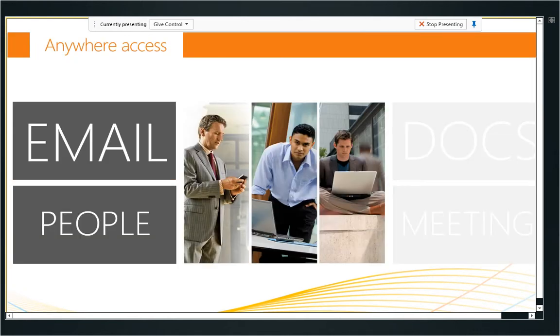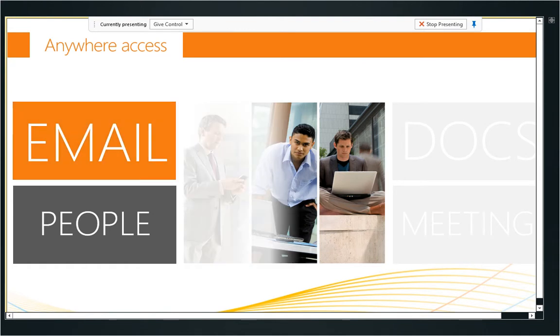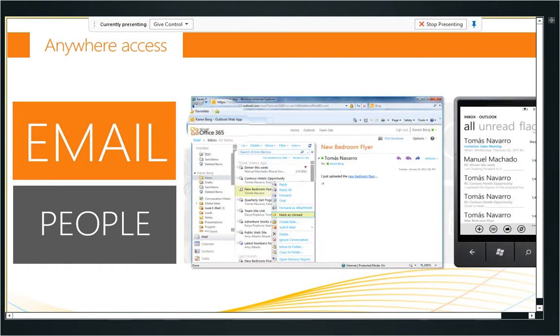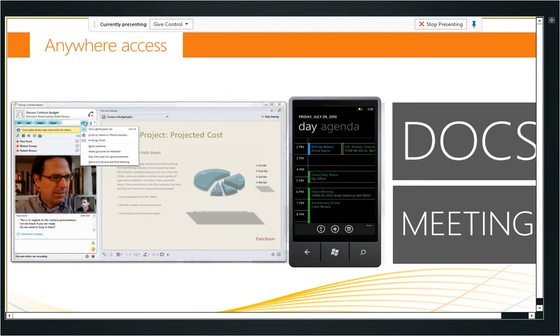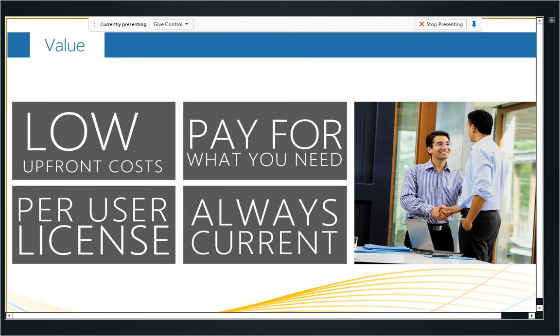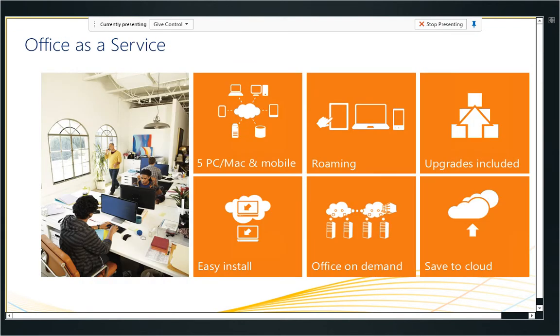Office 365 gives you anywhere access to your email from any browser, desktop, or mobile device. You also have access, again from any browser, desktop, or mobile device, to your documents. You can even join meetings. The value of Office 365 is that we have very low upfront costs. You pay only for what you need because we have a per-user license and you always have access to the current version. Now I'm going to hand it back to Rob, and he's going to talk to you about more of the capabilities of Office 365.